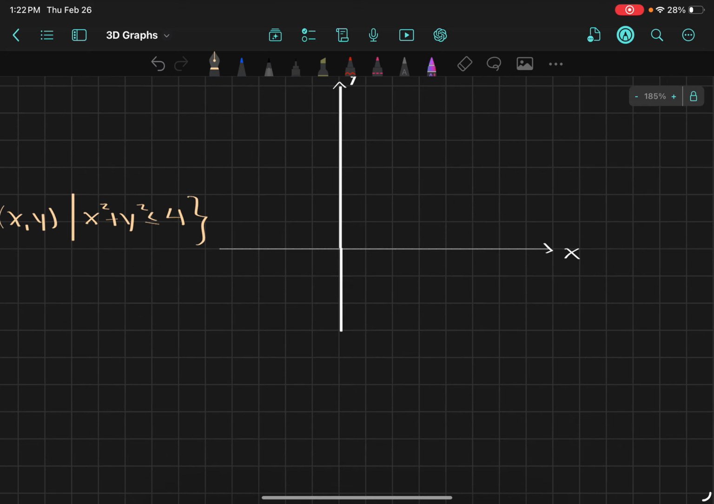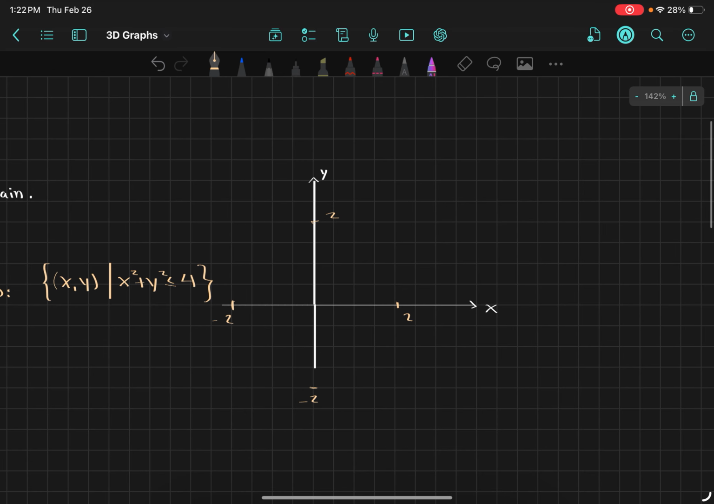So I'm going to scale this up a little bit. So this is going to be 2. 1, 2, 3, 4 is going to be 2. A little bit short. It's okay. So drawing the circle that we have from our set builder notation is going to look like that.